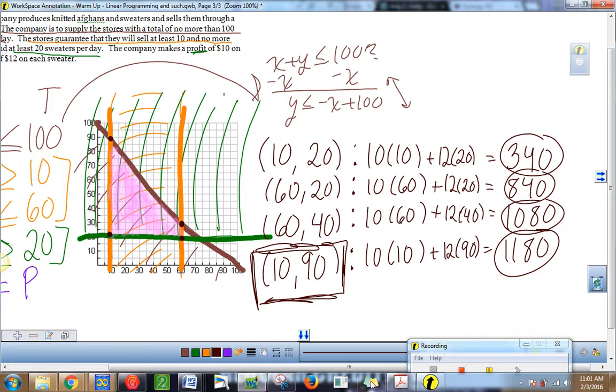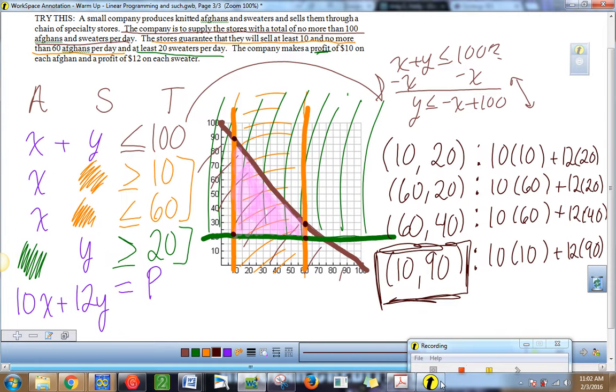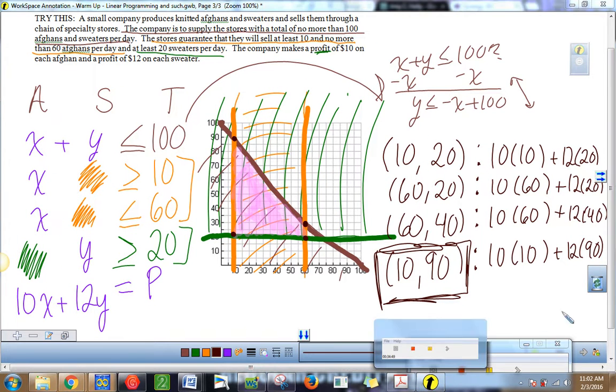So what does that mean? What does that mean that this company should do? Yeah, they should sell. Is it selling or making? So they should make 10 Afghans a day, 90 sweaters a day. That will maximize their profit.